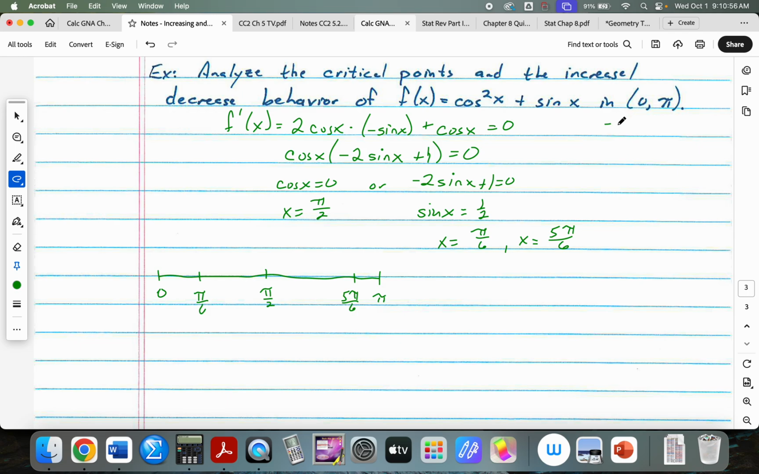So if you've got negative square root of 2 plus 1, is that positive or is that negative? The square root of 2 is bigger than 1, so this is going to be negative. So I've got a positive times a negative, so here f prime is going to be negative.